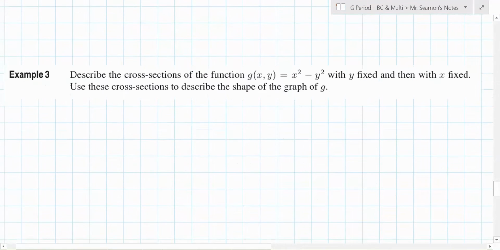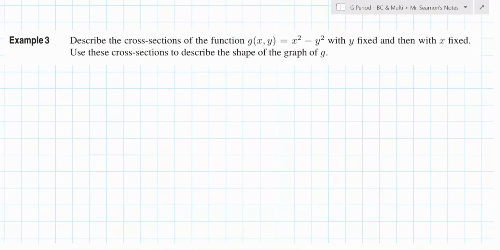Okay, so Ali, you asked about this one right here: z equals x squared minus y squared. If you were totally lost, you could make a table of values, right? And again, sometimes that might be helpful if you have no idea what it looks like. But instead, let's do what we just did.